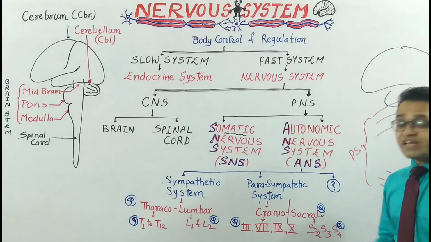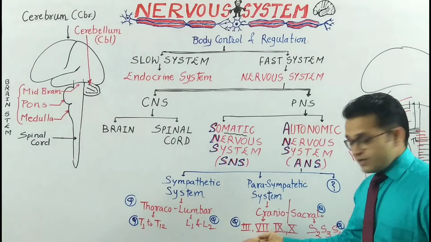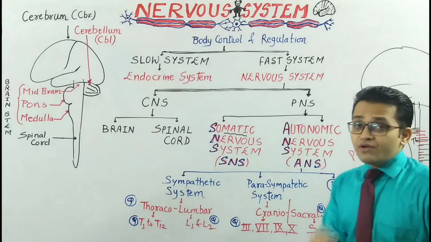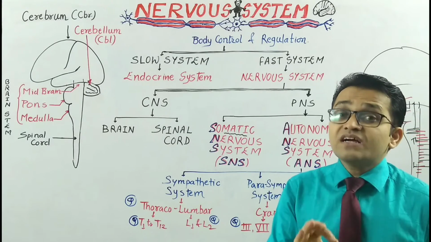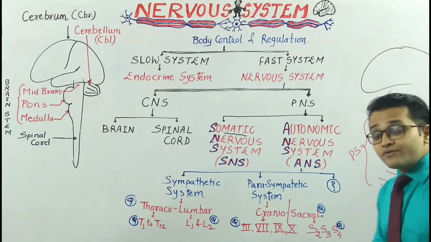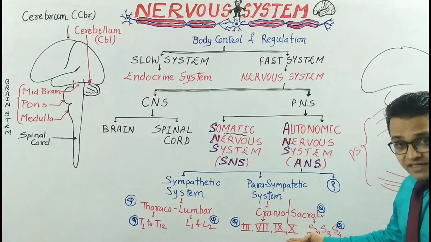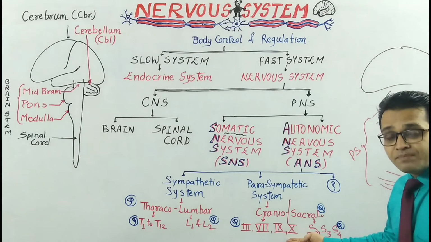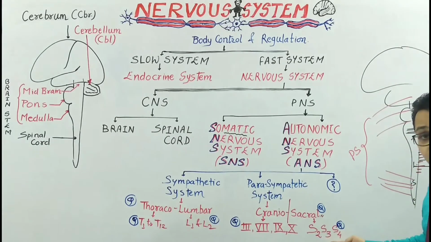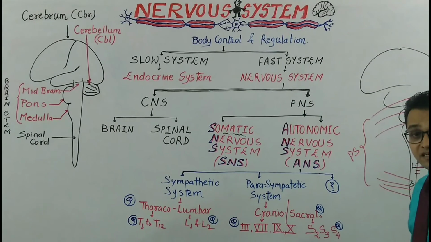So the next MCQ: which cranial nerves are parasympathetic in nature? Your answer is the 3rd, 7th, 9th and 10th cranial nerves. These are parasympathetic nerves. We will correlate these cranial nerves with the ganglia in our detailed neuroanatomy part. But here you have to remember that the 3rd, 7th, 9th and 10th cranial nerves are parasympathetic in nature, while the sacral nerves S2, S3, S4 are also parasympathetic in nature.